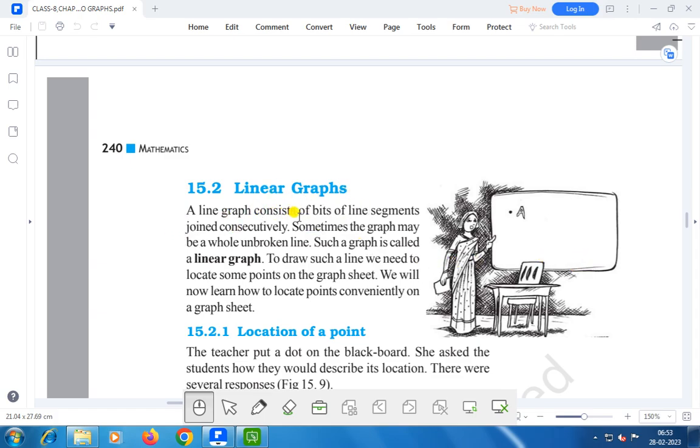Today I shall discuss linear graphs. A line graph consists of bits of line segments joined consecutively. Sometimes the graph may be a whole unbroken line. Such a graph is called a linear graph. To draw such a line, we need to locate some points on the graph sheet. We will now learn how to locate points conveniently on a graph sheet.